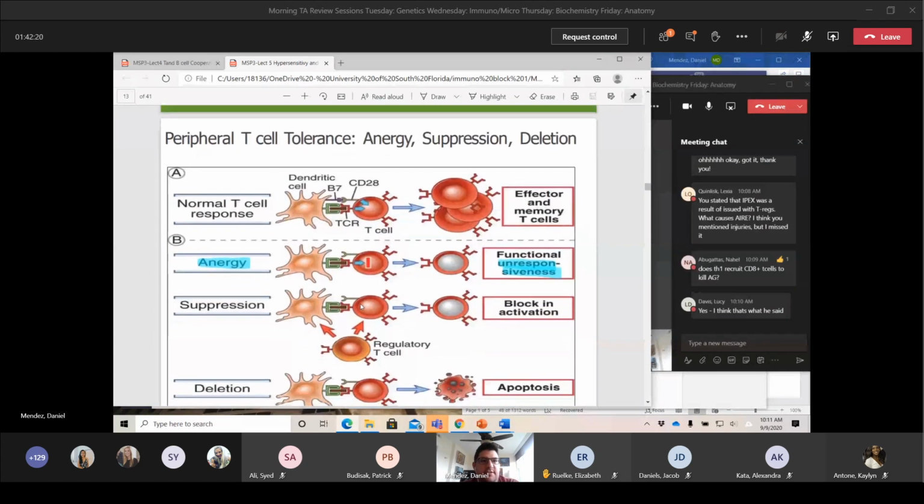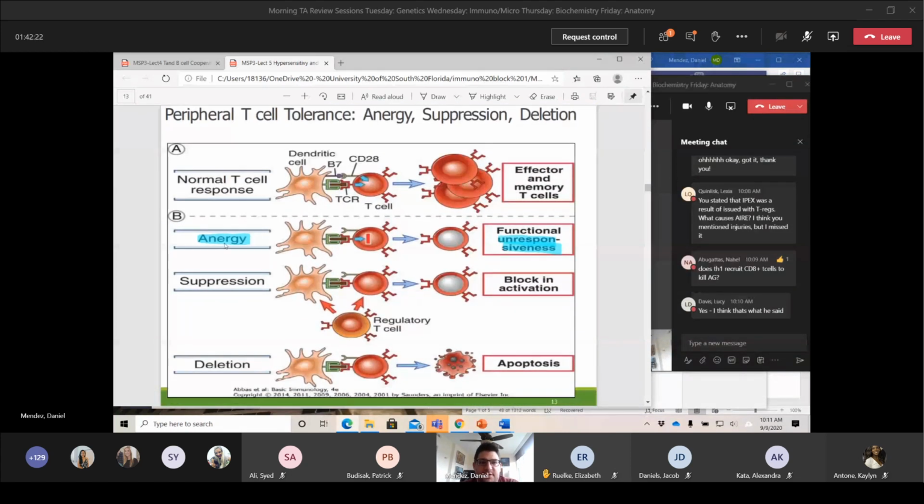And then here, this is just a graph showing anergy. Here we have the dendritic cell and then our helper T cell. If the helper T cell has no co-stimulation, so we're not getting that IL-2, IL-2R response to create more of it, then the cell does nothing. It's unresponsive. Then Tregs will inactivate that cell.